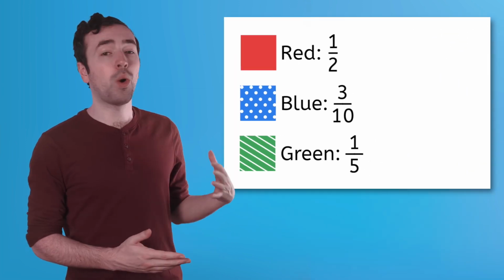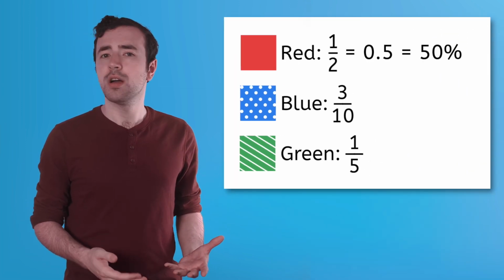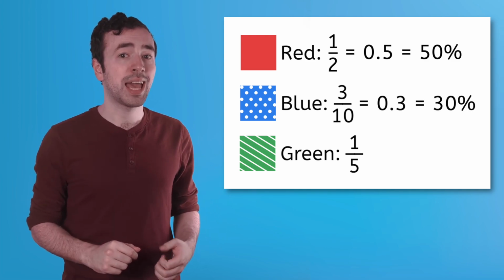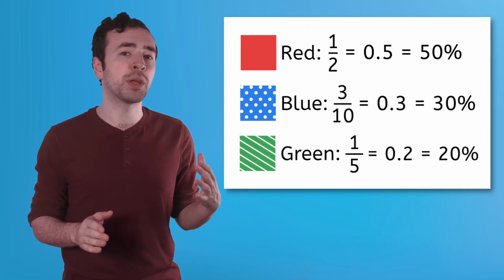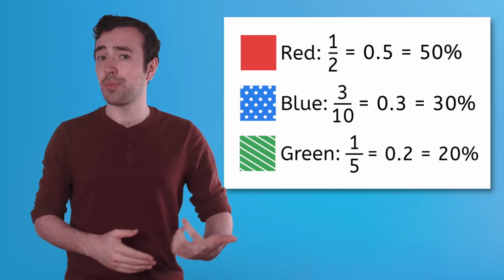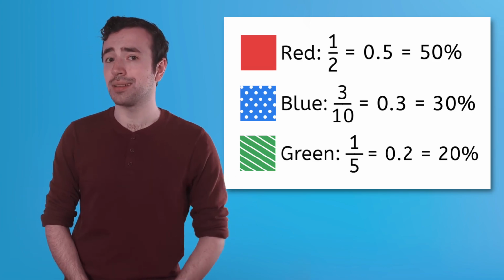Let's check. 1/2 is 0.5, or 50%. 3/10 is 0.3, or 30%. And 1/5 is 0.2, or 20%. Now that we know each of their probabilities, which color can we be confident really is the most likely outcome?